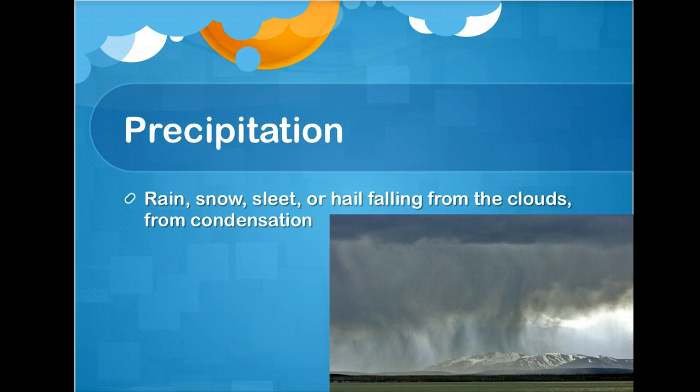Precipitation is what happens when the water droplets in the clouds become heavy enough to fall to the land. Precipitation can be in the form of rain, snow, sleet, or hail. That all depends on the temperature on Earth. If you want snow, you'll need 32 degrees Fahrenheit or lower as your temperature for it to snow.